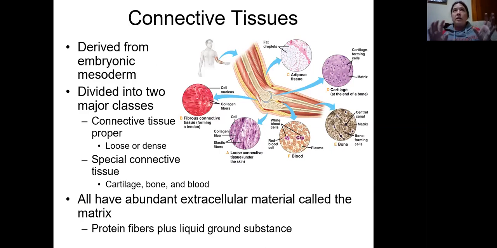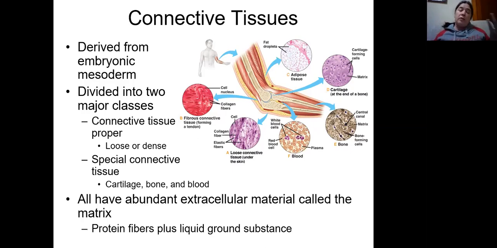All of those may seem like very different types of tissues. Blood is clearly quite different from bone, which is clearly quite different from a tendon. But what all these connective tissues have in common is that they have an extracellular matrix. They have this substance that's outside of the cell that is not part of the cell, and that substance is what is a similarity between all connective tissues. For example, in bone tissue, your extracellular matrix is the actual bone itself, the calcium phosphate structure that makes up your bones.